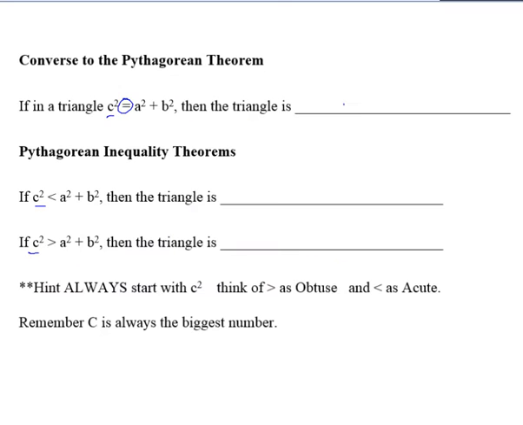All right, something new here is called the converse to the Pythagorean theorem. Basically, if we are given 3 side lengths and we want to know, is this a right triangle, or what can we classify this triangle as, we can check the Pythagorean theorem. If c squared equals a squared plus b squared, then we can say that the triangle is right. However, if c squared, the biggest number, the hypotenuse, is less than a squared plus b squared, then we can say the triangle is acute. And if c squared is greater than a squared plus b squared, then we can say the triangle is obtuse.